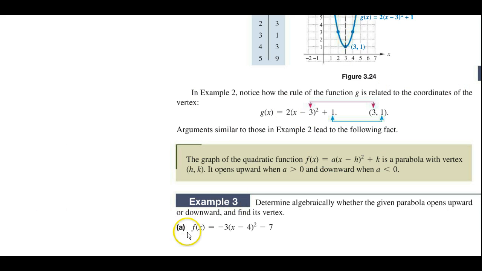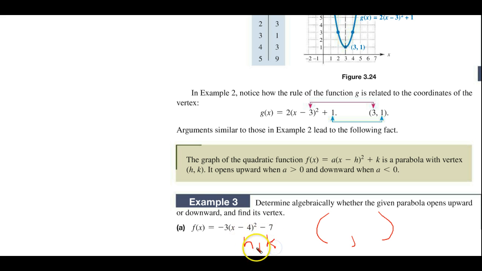In example 3 now, we're taking a look at this. They're asking us to determine algebraically whether a given parabola opens upward or downward. Well, what did we say was our a value? Our a value was negative 3 here. If our a value was a negative, we said it opens downward. And looking at it this way, we are to determine what our vertex is. Well, we said h, comma k is our vertex. So k is going to be a negative 7, which is our y value, and the opposite sign of negative 4, which will be 4. There's our vertex. And we see that here.